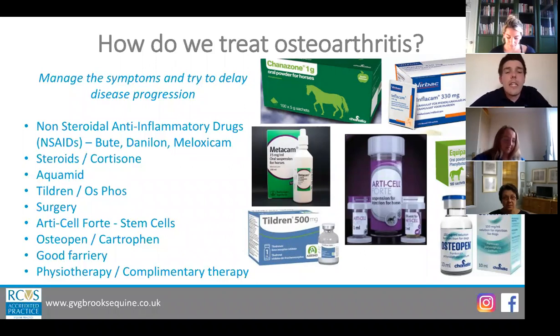And then Tildren is next up. Tildren, or there's another product on the market in the UK known as Osphos. What these are, their posh name, their class of drug, is a bisphosphonate. And what these type of drugs do is they act to alter the bone cell metabolism. So in osteoarthritis, the body is responding to those increased forces through the joint by laying down new bone and replacing the bone cells constantly. And like I said earlier, that in itself is quite a painful process.